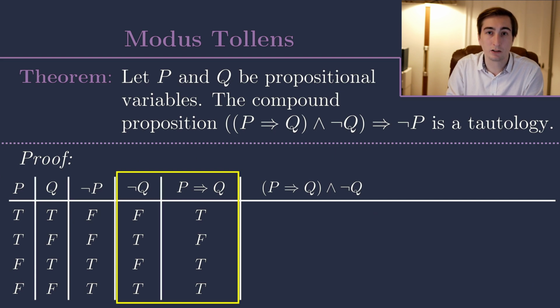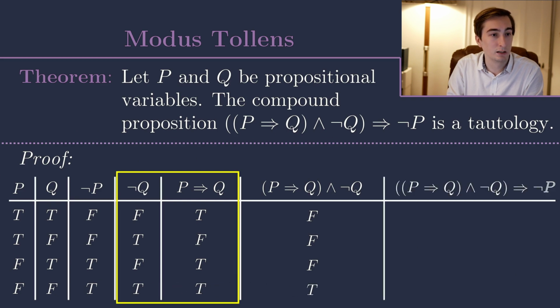Well, with the AND operator, it's only going to be true when both the truth values are true. So the first one, we've got a false for not Q, so that's false. In this one, we've got P implies Q is false, so that's going to be false. In this situation, we've got not Q is false, so it's going to map to false. And the last one, we finally got both values are true, so this is the only one that's going to map to true.